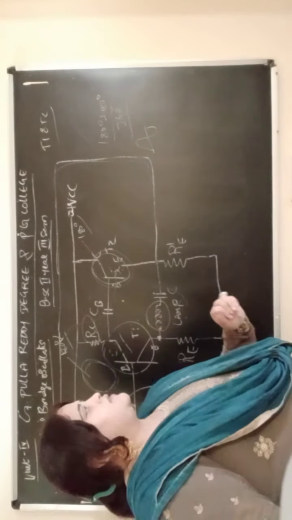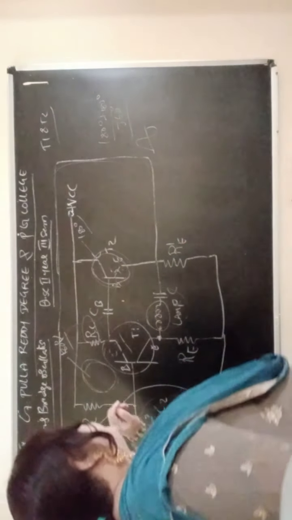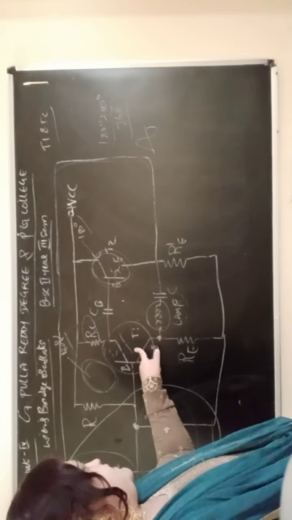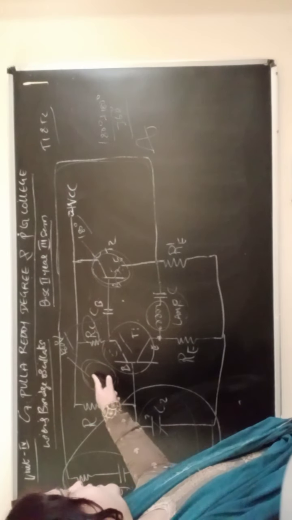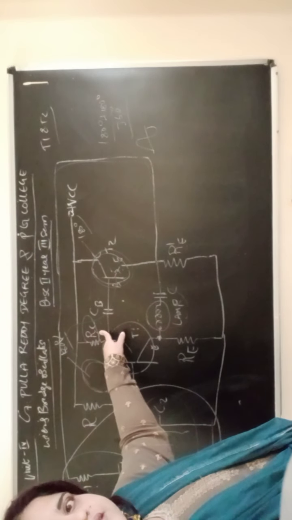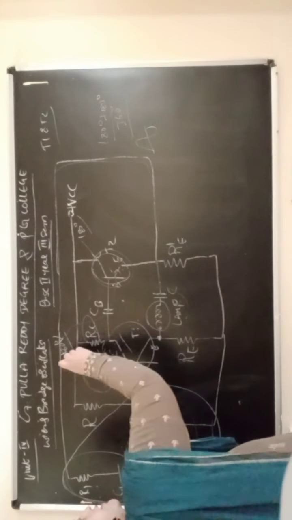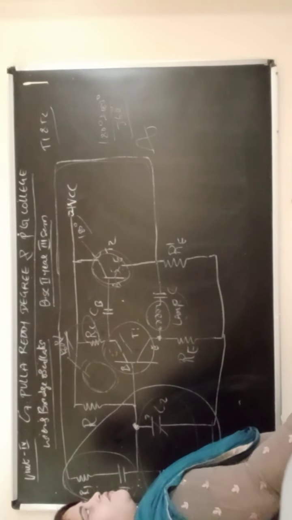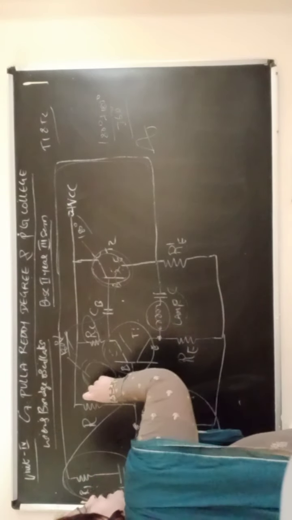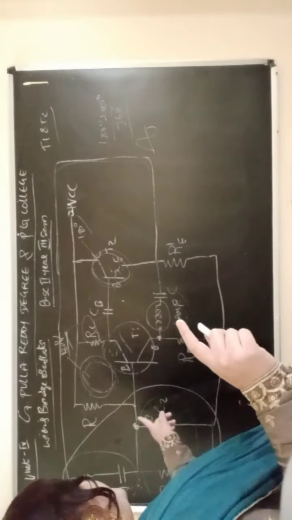In operation, first when VCC is on, we are turning on VCC now. What will happen? The input applied through the Wien bridge to the first transistor will be amplified in the RC circuit. RC means collector resistance. But it will have only 180 degrees of phase shift, and it needs another 180 degrees.